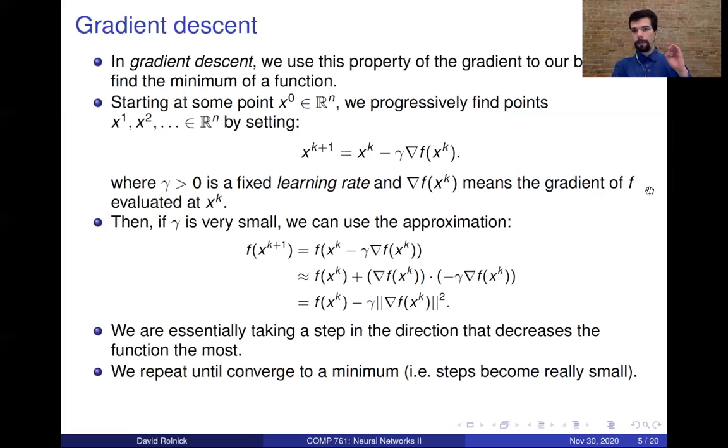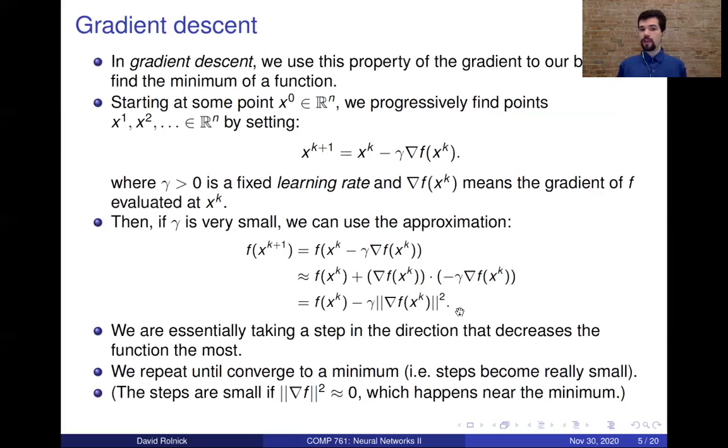So we repeat until we converge to a minimum, i.e. the steps become really small. So the steps are small if this is really small, right? We're taking a small step if the gradient has norm close to 0. But remember that when the gradient has norm close to 0, that's just like having the derivative be 0. The derivative of something is 0 if you are at an optimum, a local optimum, or if you're at a saddle point. But assuming first order, once you've reached the minimum, that's when your gradients go to 0.